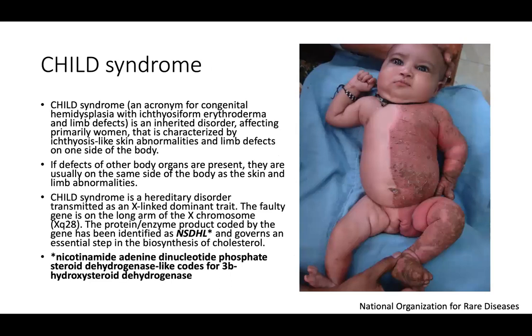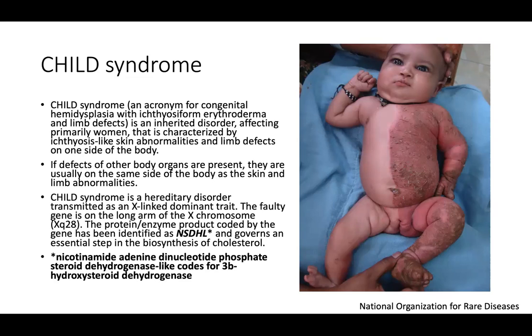Now, this picture is very striking, and when you see it once, you should be able to remember it forever. This is a child with CHILD syndrome. So what does CHILD stand for? CHILD is an acronym standing for congenital hemidysplasia with ichthyosiform erythroderma and limb defects.